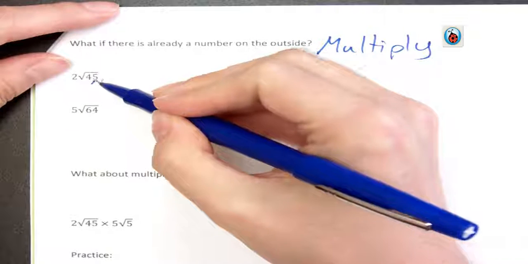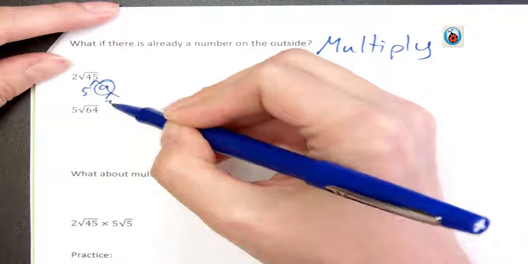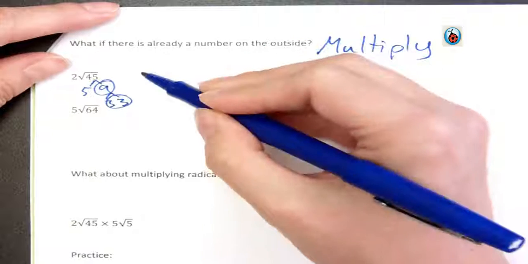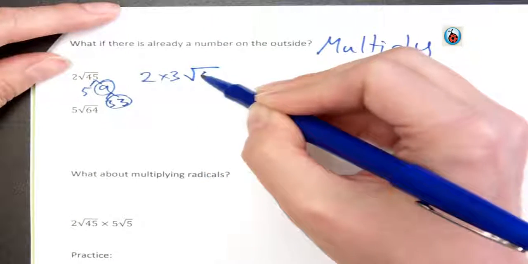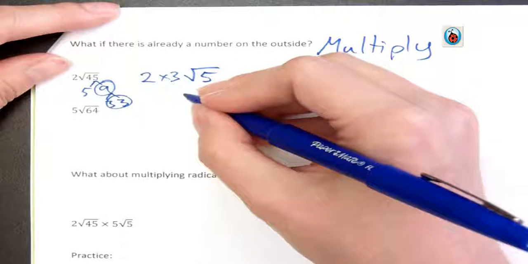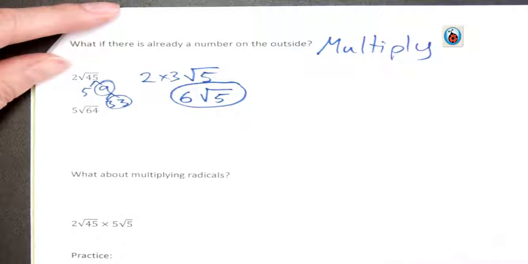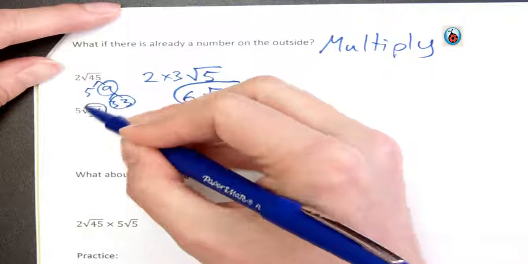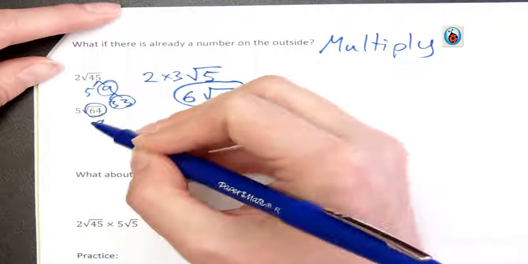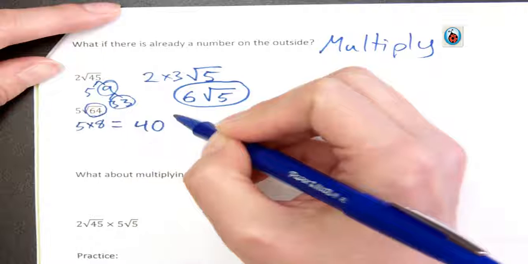So we're going to simplify out 45 as 5 and 9. 9 is one of those perfect squares, goes to 3 and 3. So now I have 2 times 3. 5 is left alone inside. And so my answer is 6 root 5. Okay, 64, perfect square. And so it just becomes 8. So I have 5 times 8 equals 40.